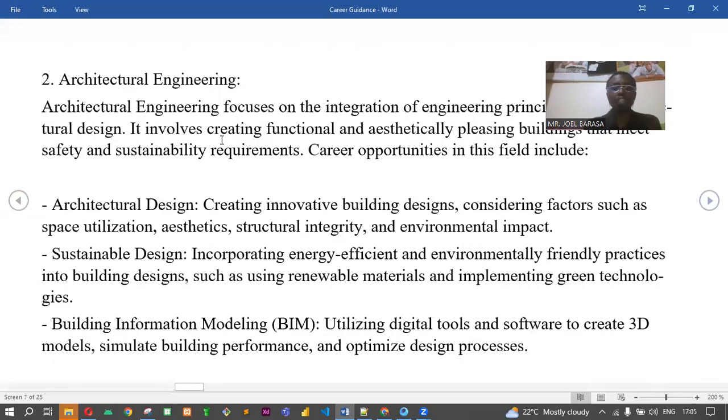Architectural engineering is also part of building and construction. In architectural engineering, you deal with designing and creating innovative building designs, considering factors such as space utilization, aesthetics, structural integrity, and environmental impact. An architectural engineer is the one who designs for you the whole building, the way it has to look. They will also guide you that this building can stand in this kind of soil.